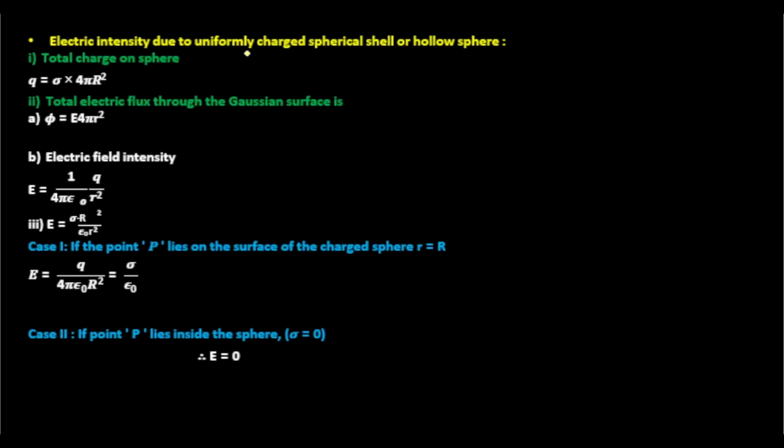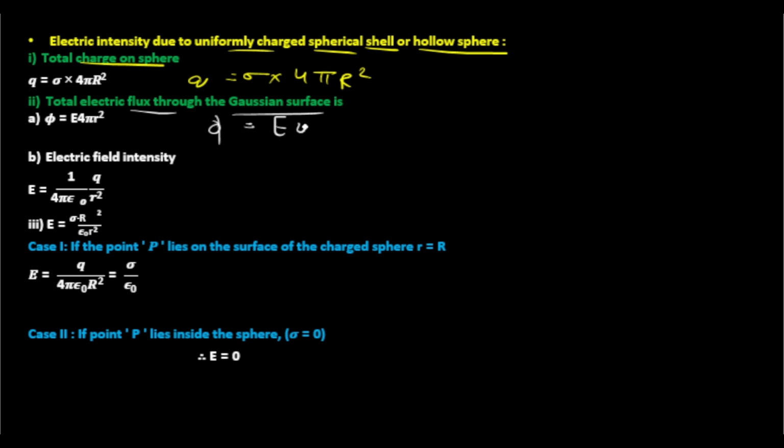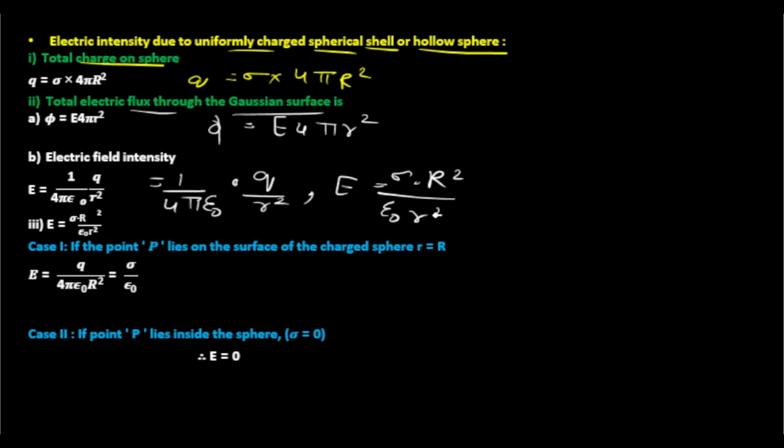Now, electric intensity due to a uniformly charged spherical shell or hollow sphere. The total charge on the sphere is Q is equal to sigma into 4 pi r square. The total electric flux through the Gaussian surface, phi, is equal to E into 4 pi r square. Electric field intensity E is equal to 1 by 4 pi epsilon naught into Q upon r square, and E is also equal to sigma into R square divided by epsilon naught into r square.